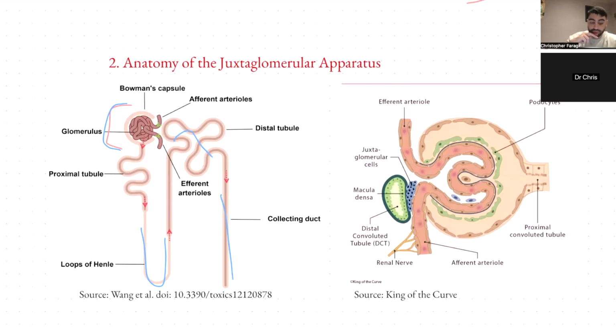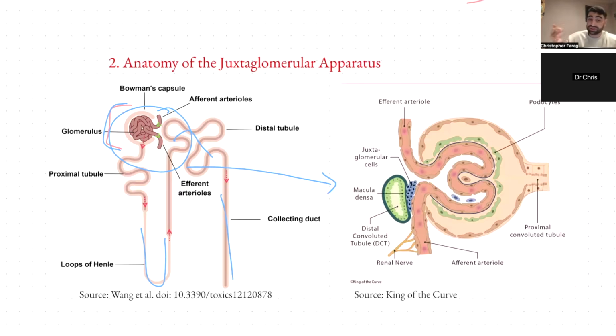But what's really important in the RAAS system is if you zoom into this bit in here. If we have a closer look, this diagram is that zoomed in part of the glomerulus and its connection to the distal tubule. And we call this interacting area the juxtaglomerular apparatus.